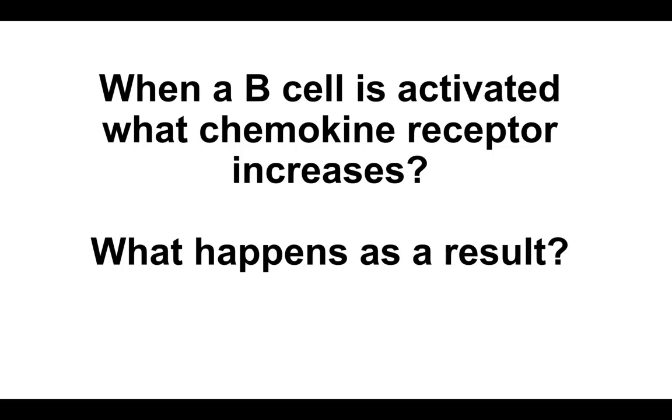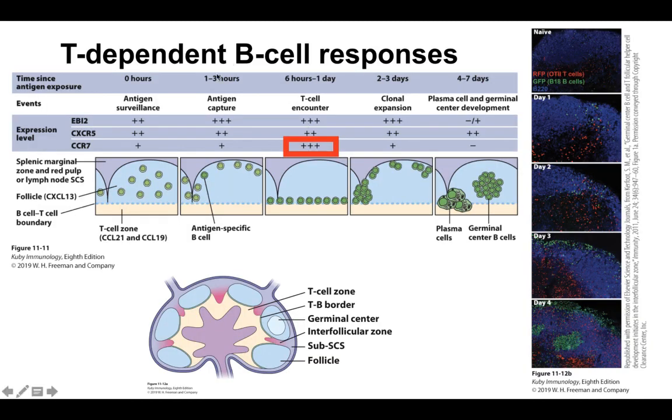When a B cell is activated, what chemokine receptor increases and what result happens? When a B cell is activated, it increases its expression of CCR7, and the result is that it helps it move to the boundary of the B cell and T cell zone, so that this allows it to then interact with T cells, as it needs T cell help.